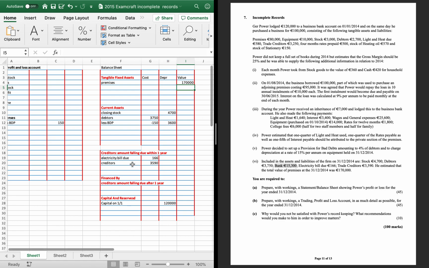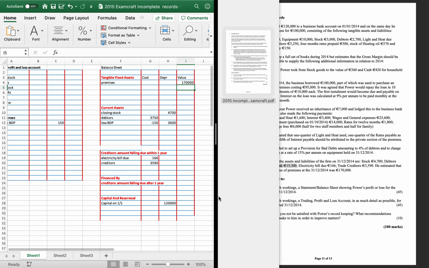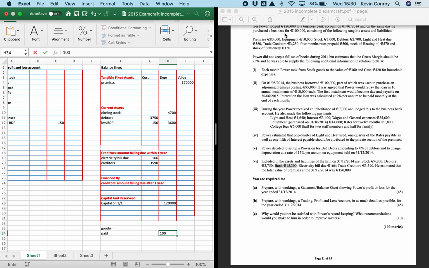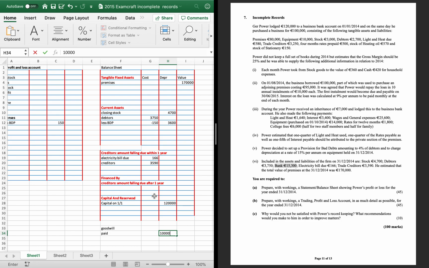Our next job is to go back up to the top and work out the goodwill of the business. Okay, so goodwill is what we paid for the business minus what it's worth. So we paid 100,000 for the business. We purchased the business for 100,000. And what's it worth? Its value is the assets minus the liabilities. So the value is its premises of 80,000. I'm not going to write out all the words in these.